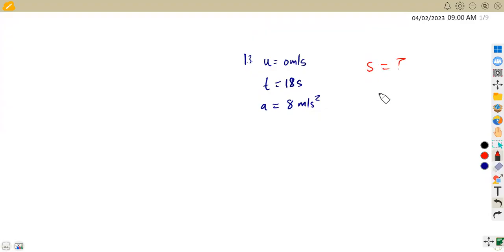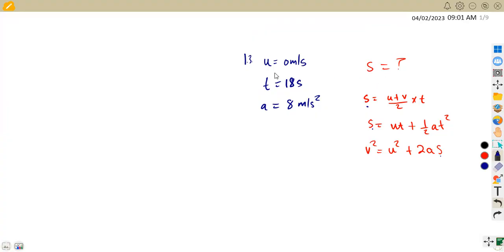So knowing that we've got a lot of formulas where there is S, we've got the formula S equals (u plus v) over 2 multiplied by t. We have the formula S equals ut plus half at squared. We also have the formula where v squared is equal to u squared plus 2as. So from these formulas where we have S, at least there's a hope that we can actually determine this value of S.